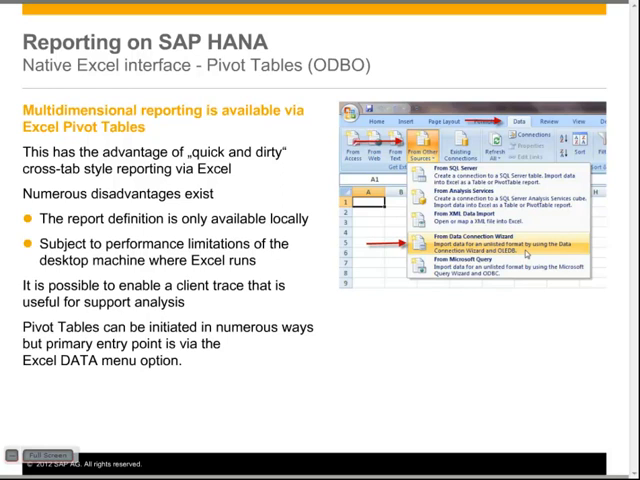Which is, for example, that the report definition is really only available locally. We can't publish it and share it with other people. There are also some performance limitations. So it's not the absolute fastest way. If we want to show off the HANA speed, we probably wouldn't use Excel via ODBO.